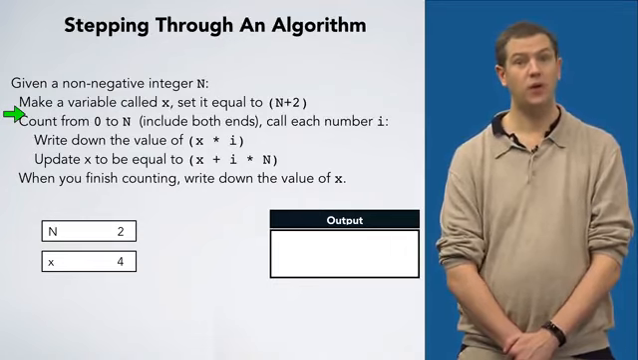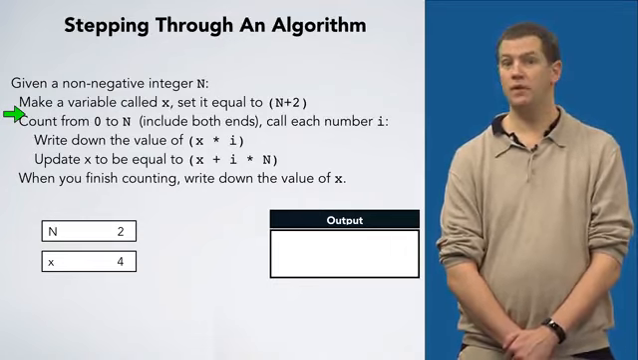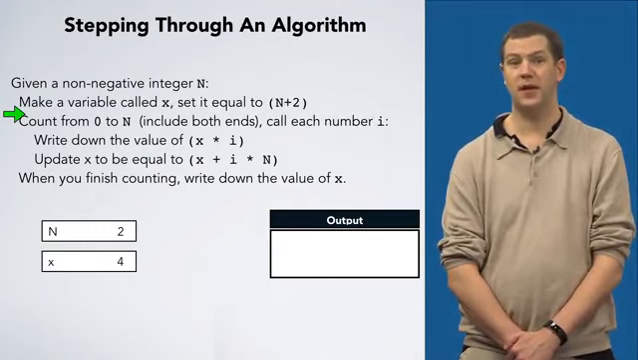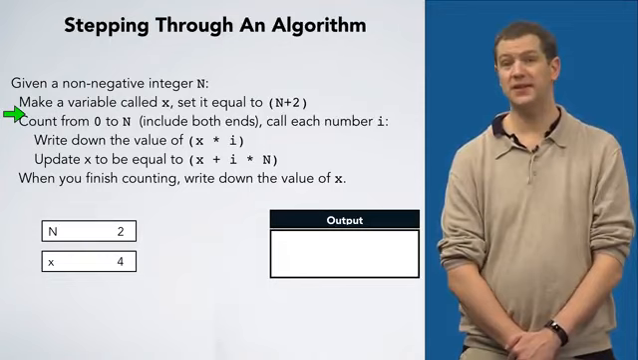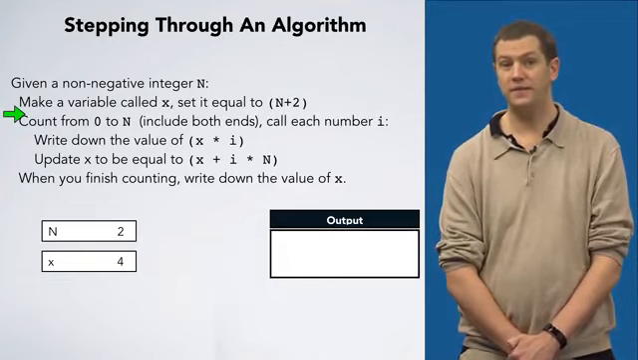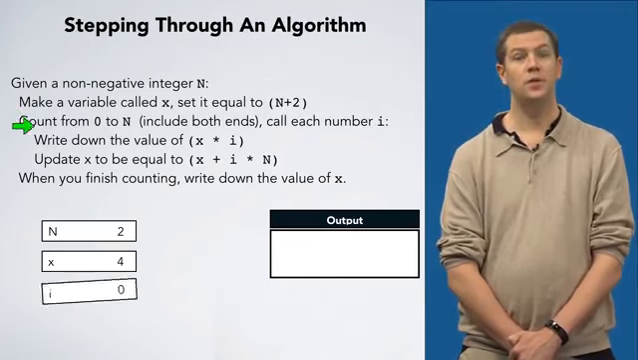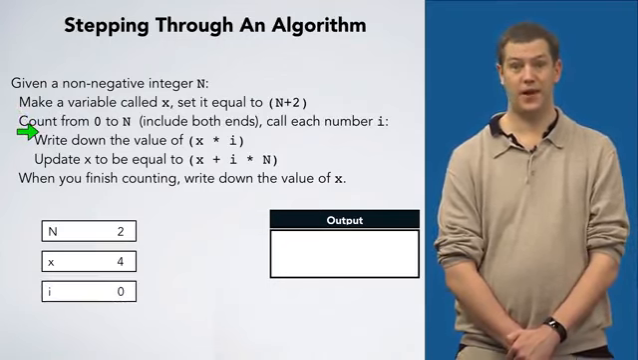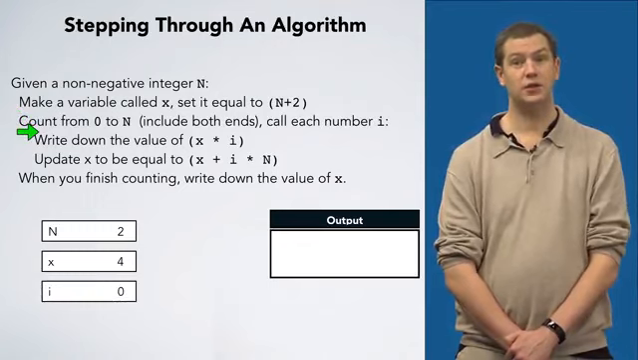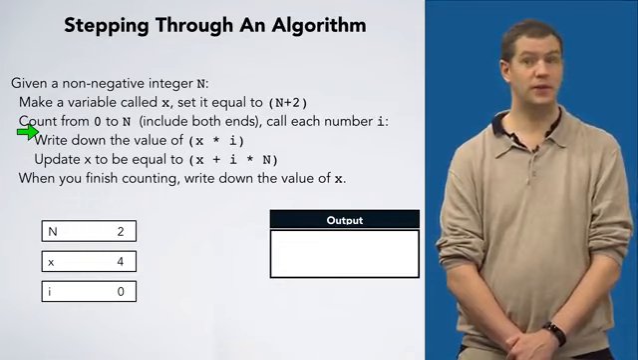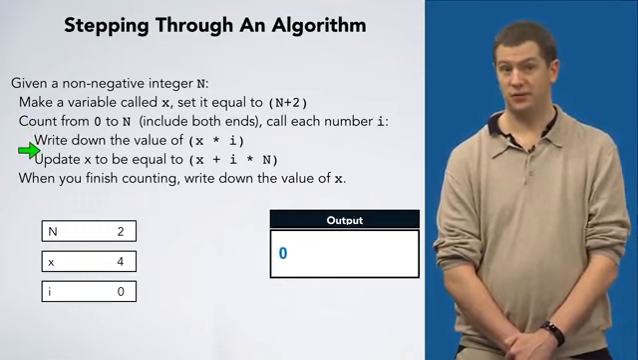As we count, we are going to repeat steps. We've used indentation here to indicate which steps are repeated for each number we count, as well as explicitly noting in the step after that you do it when you finish counting. We start with i being 0, since that is the first number we said to count. Our next step says to write down x times i. 4 times 0 is 0, so we write down 0.